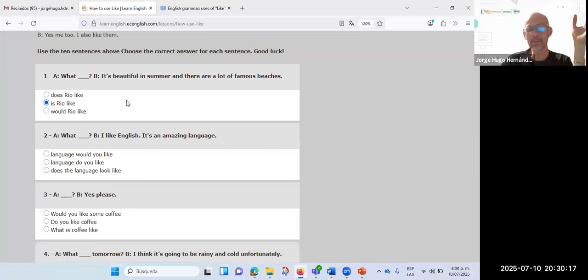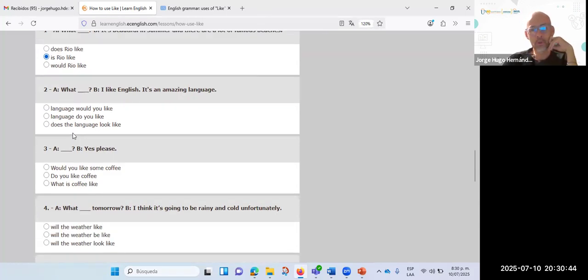For example, let's say that Paula lives in Bogotá, and I live in Ibagué. I can ask, what is Bogotá like? Pues, ¿cómo es Bogotá? So, Paula has to answer, Bogotá is big, Bogotá is huge, Bogotá is crowded. You have to say some characteristics. Okay, let's go to number 2.